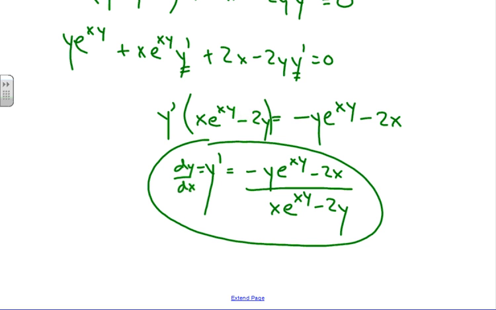All right, so we went through implicit. We did some normal ones. We did a second derivative. Hopefully this will help you out in solving some exponential and some logarithmic functions.